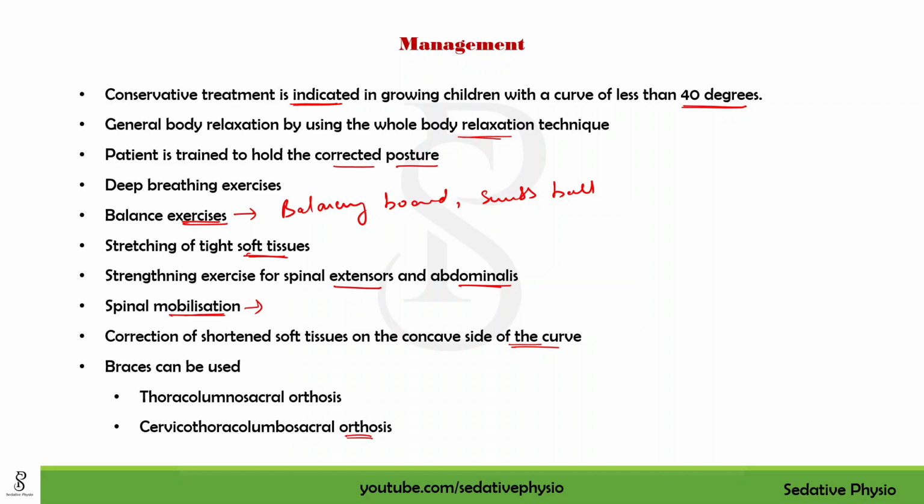Now these orthoses can be used to support the posture of the patient. If the patient is not able to maintain the trained posture, the correct posture, then we can use braces. These braces can help the patient to be in a good and correct posture. And we can choose the orthosis, the braces, with reference to the segment that is involved in the patient's body.